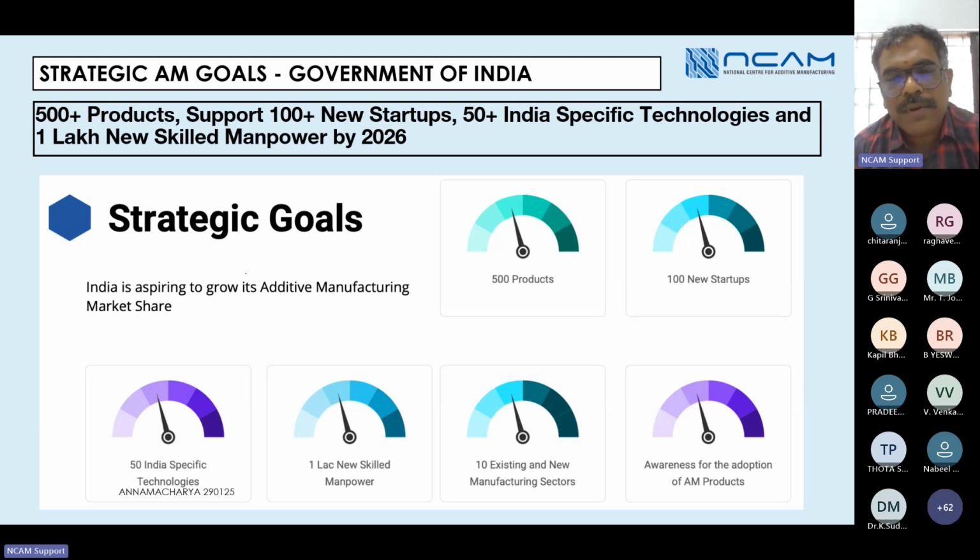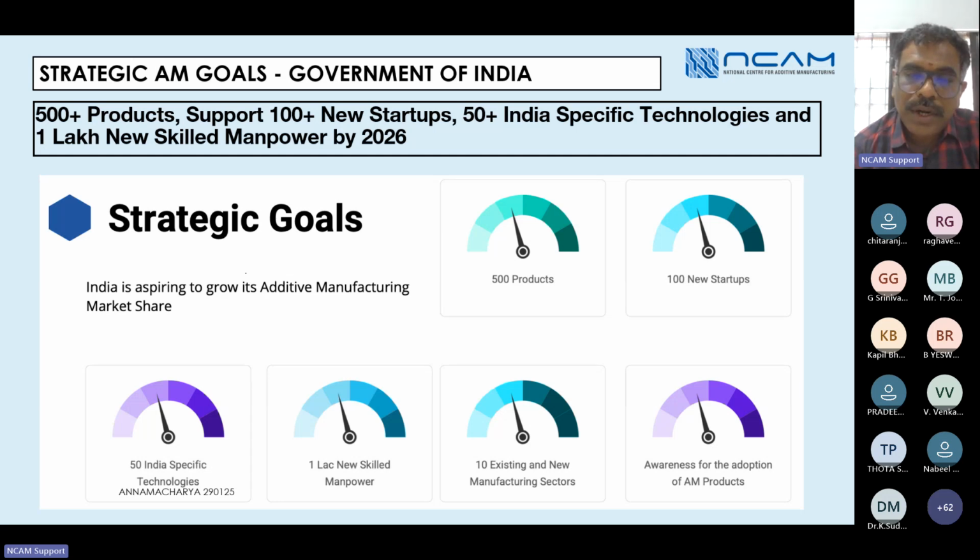And 1 lakh skilled manpower is the new requirement for the development of all these initiatives, because skilled manpower is the main human resource needed for the development of 3D printing in India. So for this skilled manpower, we have started working with various colleges and various entities across India for the development of manpower.